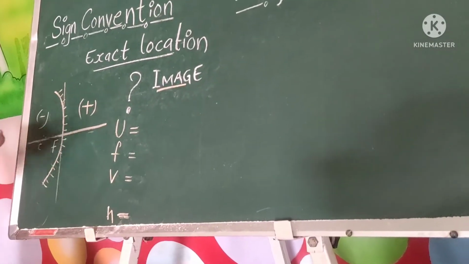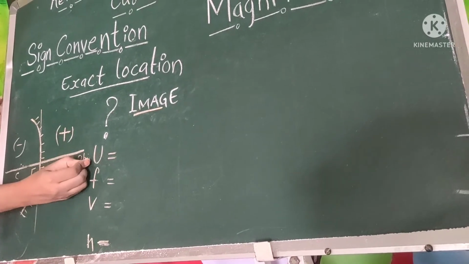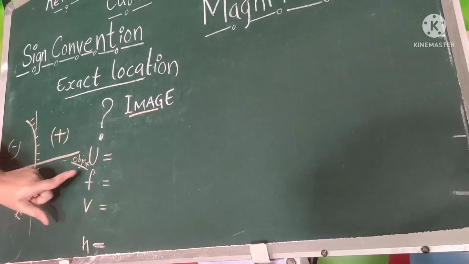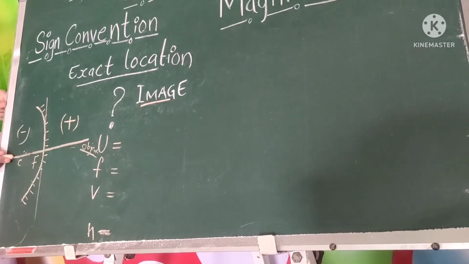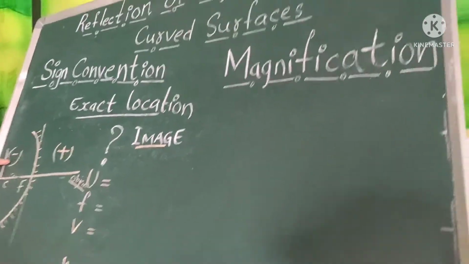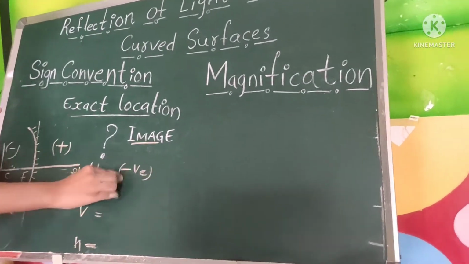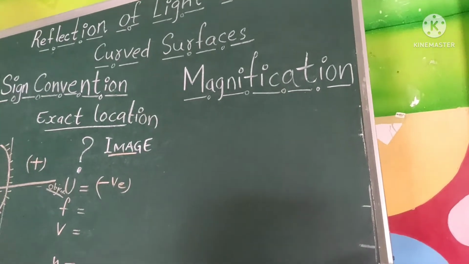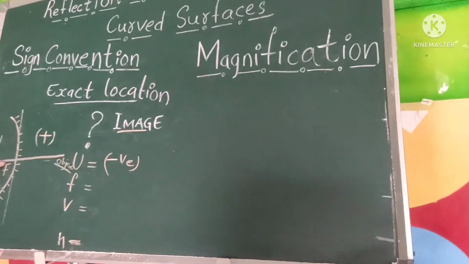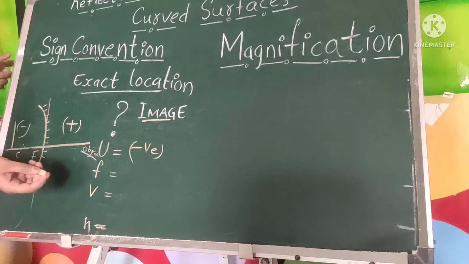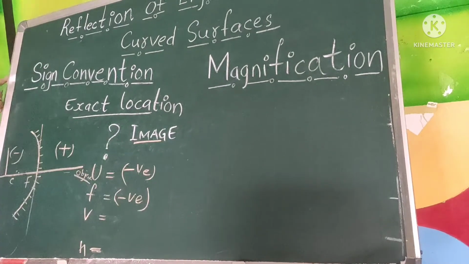So let us know what is given here. Here u means object. Okay, u means object, and if the object is placed always here, it would be minus, right? Negative, because it is that side. So it is negative. Now focus is also that side of the mirror. Yes, in front of the mirror. So it would be negative.